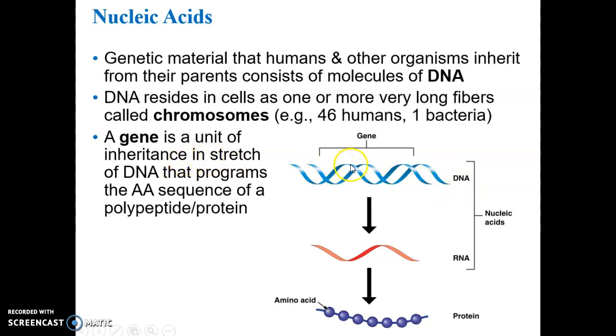So a gene is a section of the DNA that has the information to program, to direct the unique sequence of amino acids to form a particular polypeptide that will then form a unique particular protein. And then the protein is the final gene product.